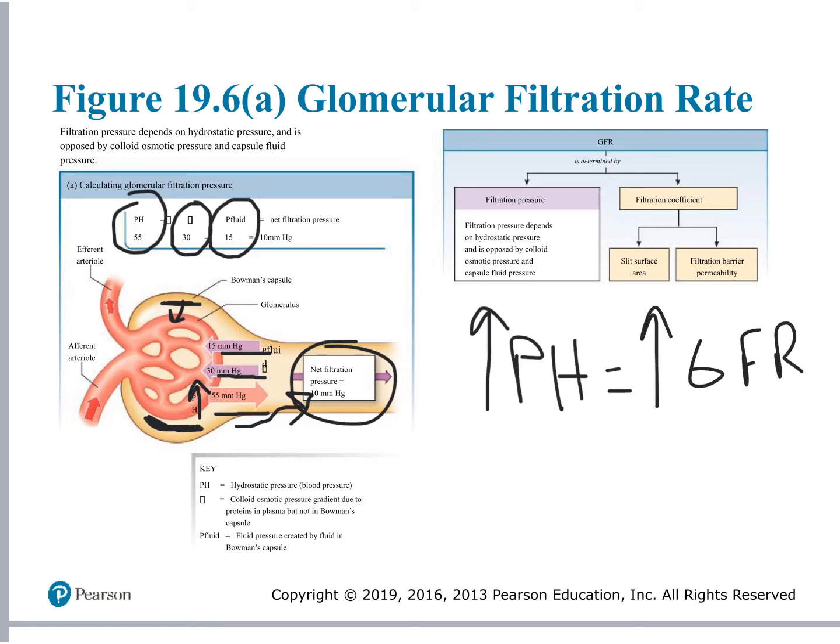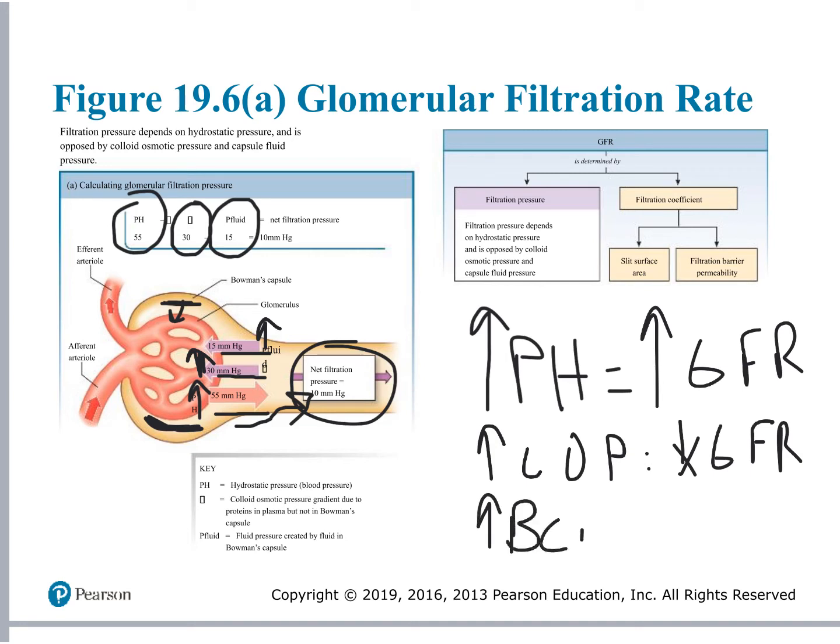All right, what happens if we increase the colloid osmotic pressure? I'm just going to do COP for that. If we increase the colloid osmotic pressure, which is the pressure coming back into the glomerulus, then that's going to lower the filtration rate, right? Because it opposes the filtration rate. What if we increase the amount of pressure inside of Bowman's capsule? So if we increase the Bowman's capsule pressure, how's that going to affect the filtration rate? Then it opposes the filtration rate, so if that goes up, the other goes down.